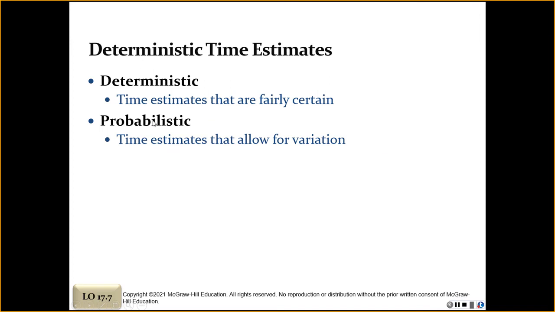The main determinant of the way PERT and CPM networks are analyzed and interpreted is whether activity time estimates are probabilistic or deterministic. If actual time estimates are subject to variation, they are probabilistic. If actual time estimates are fairly certain, they are deterministic. We're going to do an example in Excel to give you an idea of the differences between deterministic and probabilistic.